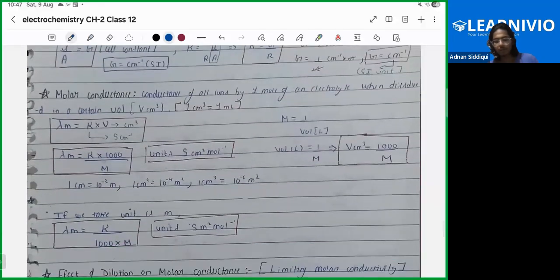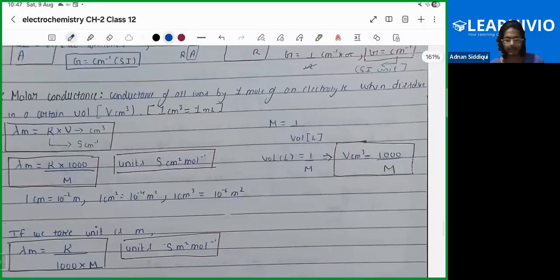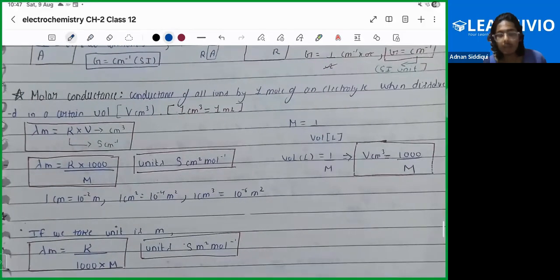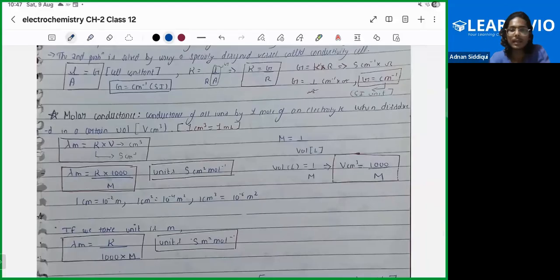So now we covered what is conductivity. Now we have another term which we call molar conductance. As the name suggests, what is molar conductance? Conductance of all ions by 1 mole of electrolyte when dissolved in a certain volume is called molar conductance. If you are using 1 mole of electrolyte, all the ions that are produced by this 1 mole of electrolyte, when you are dissolving it in a certain volume, this is going to be called molar conductance. Okay.